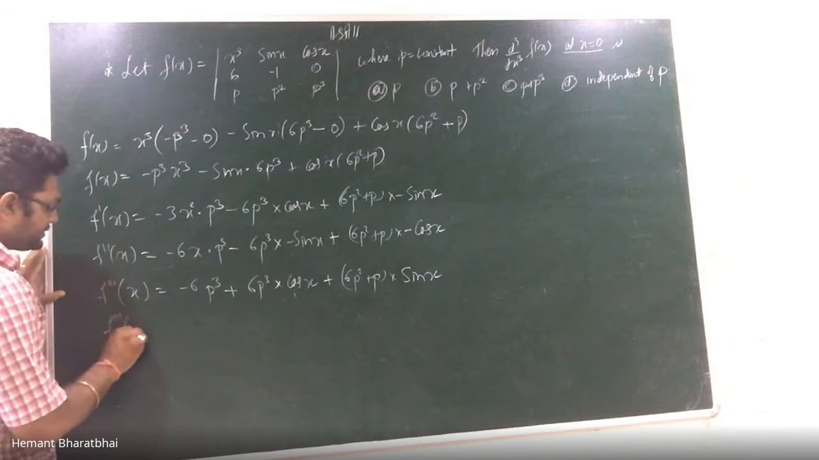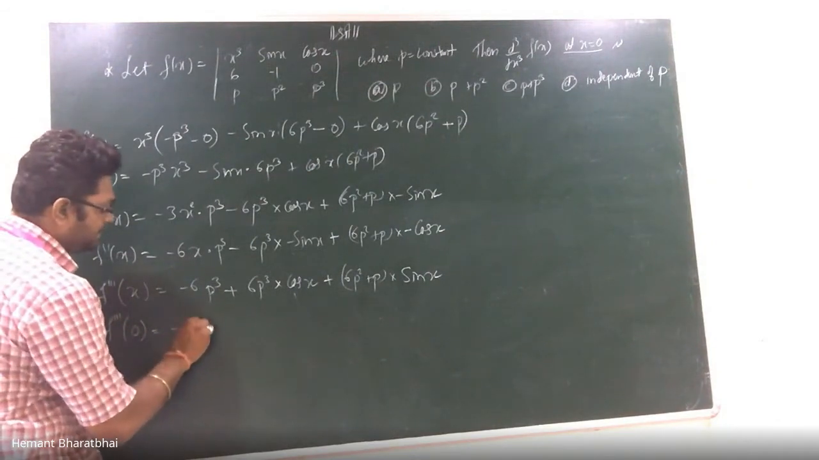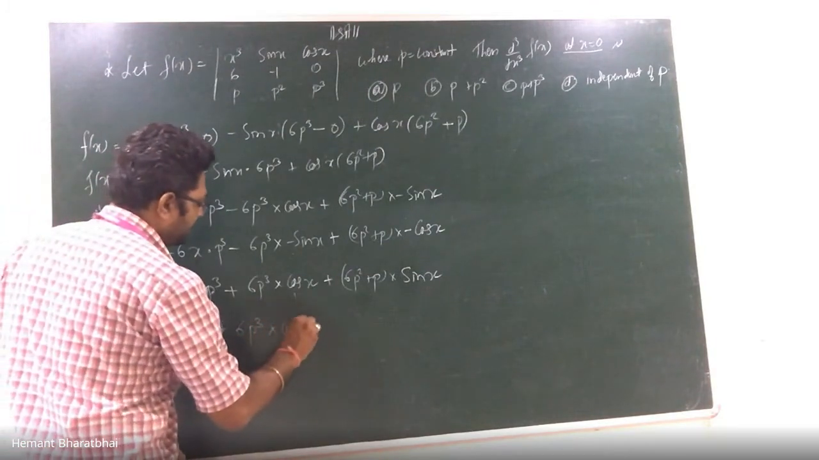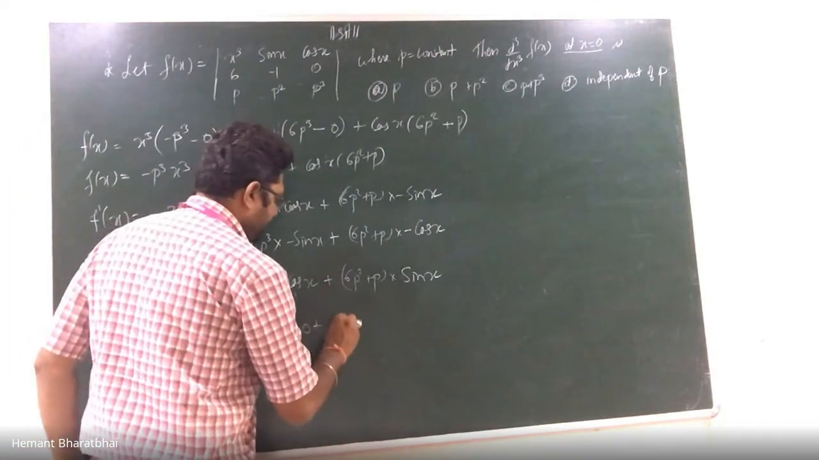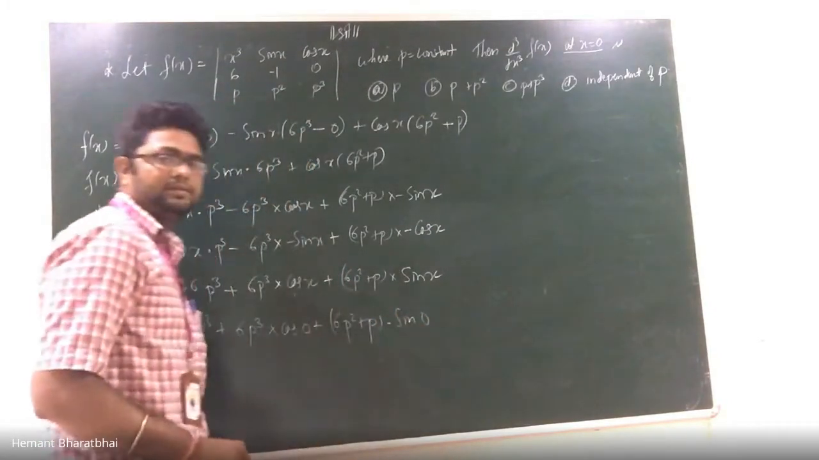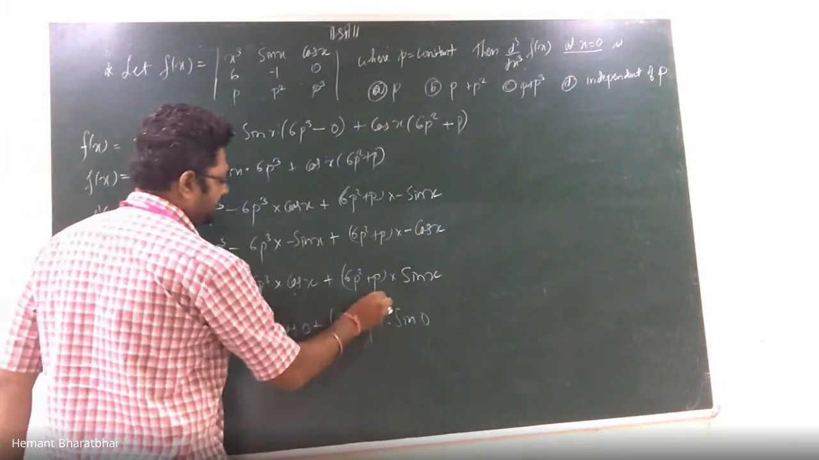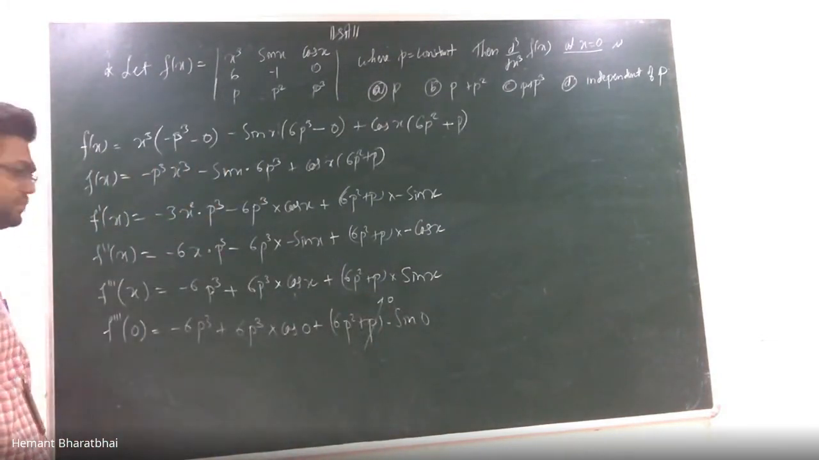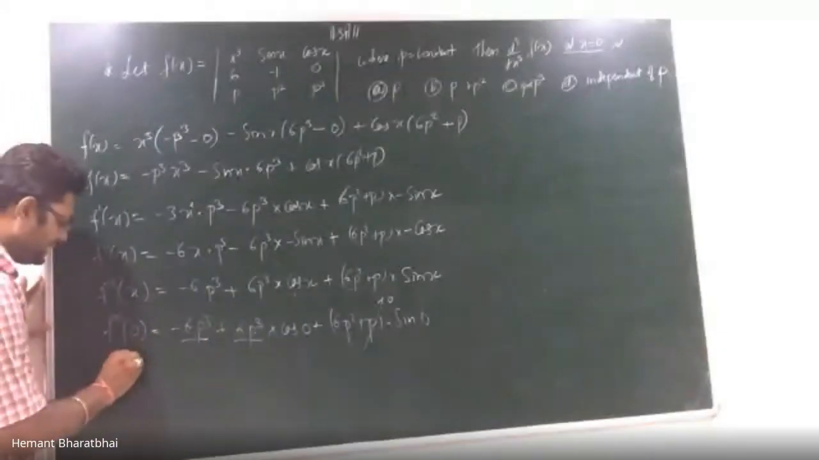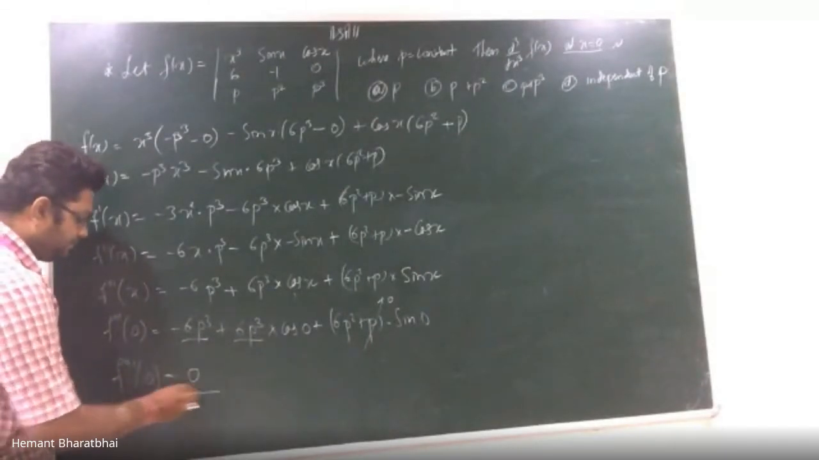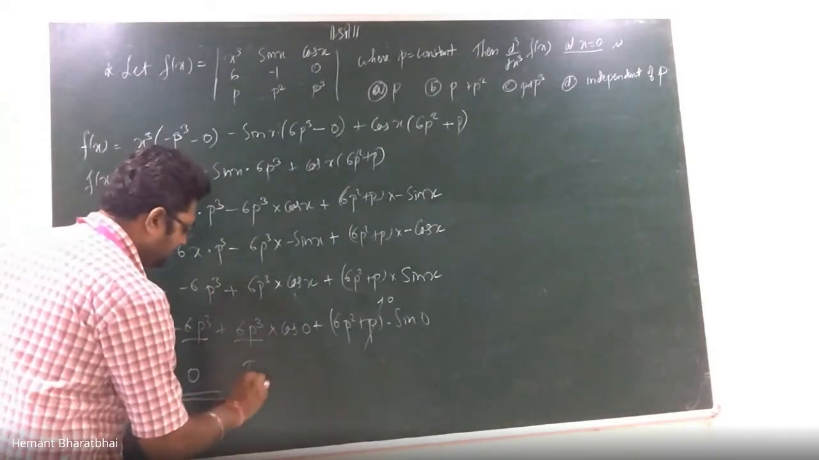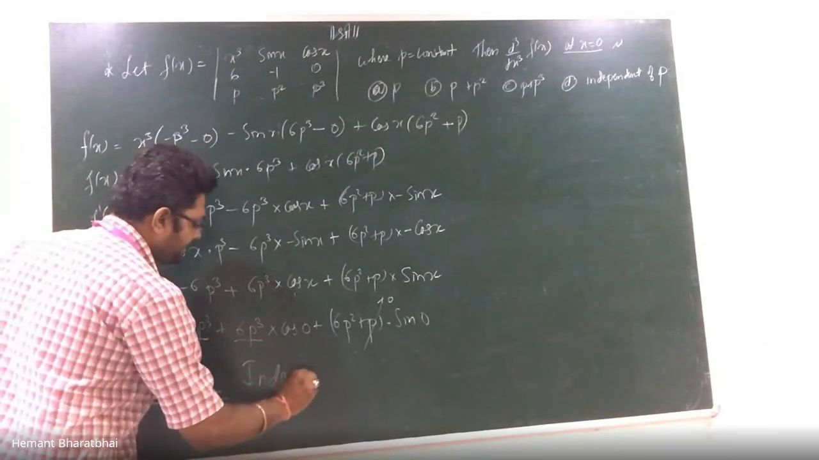So f triple dash of 0 will be minus 6p cube plus 6p cube into cos of 0 plus 6p square plus p into sine of 0. Now sine of 0 is 0, so this term will become 0. Cos of 0 is 1, so this will be 6p cube minus 6p cube will get cancelled. Hence I'll get f triple dash of 0 is nothing but 0. So there is no p term over here, so answer is independent of p.